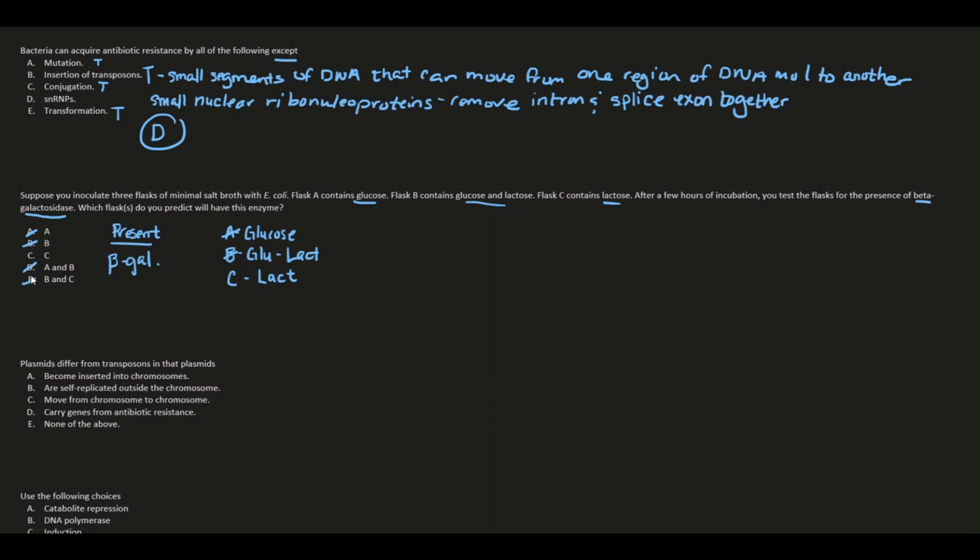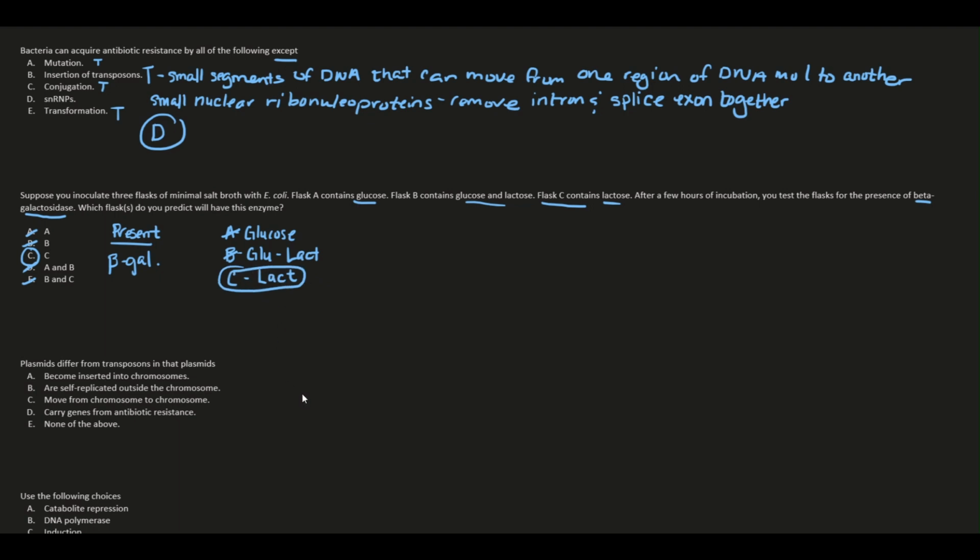And it cannot be B. What we're left with is C. Because lactose is present in flask C, and when there is lactose present, then beta-galactosidase will be able to split it into simple sugars like glucose and galactose. So that's C. That's the answer.